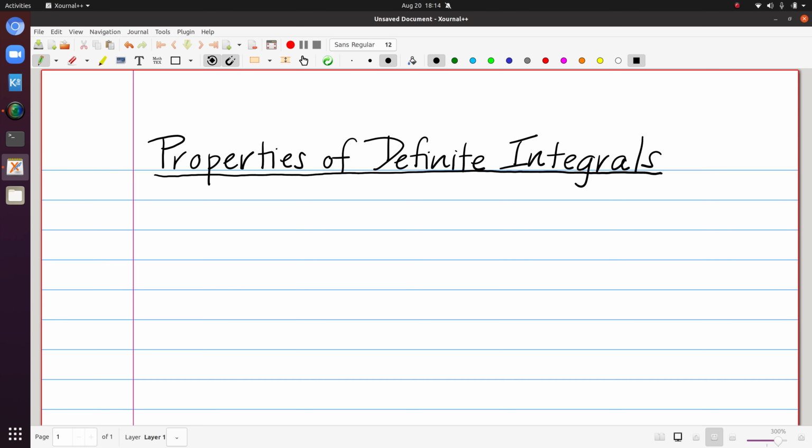In this last video, I'd like to talk about some properties of the definite integral. First of all, if we were to integrate from a to b the function f of x, and I want to consider how that relates to the integral from b to a, it turns out that we just have to have a constant multiple of -1 out front.